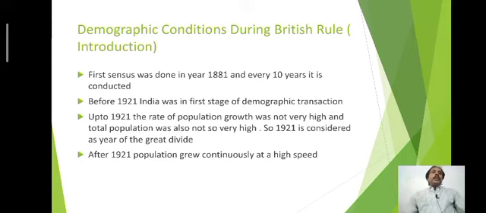So first I am going to discuss the demographic condition during the British rule. First of all, you should understand what demographic conditions are. Demographic conditions refer to a situation in which we discuss the standard of living of the people, infant mortality rate, birth rate, death rate, and growing population. So overall we can say it is related to human conditions.